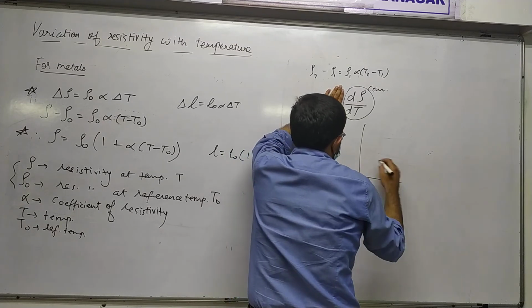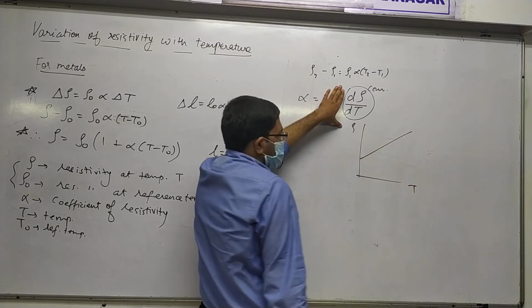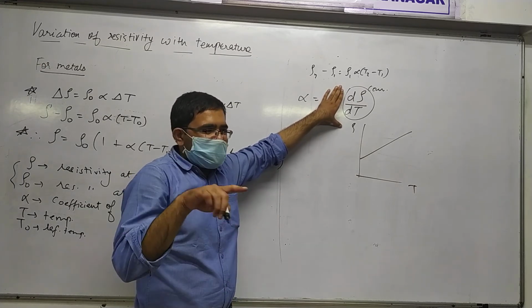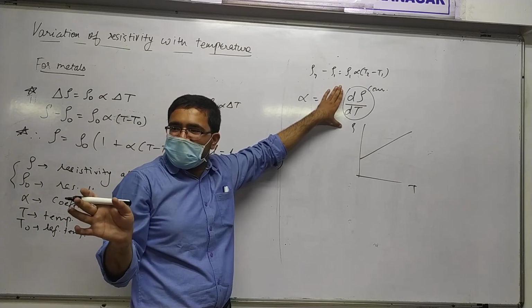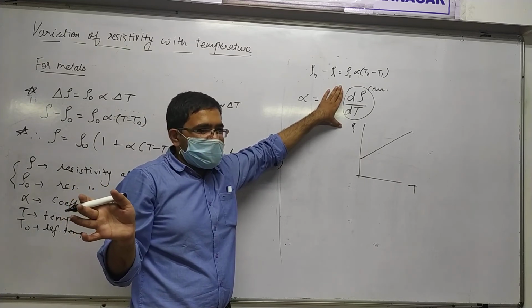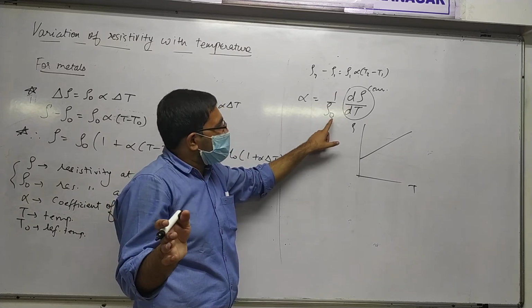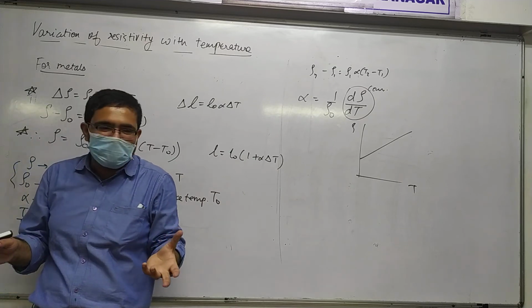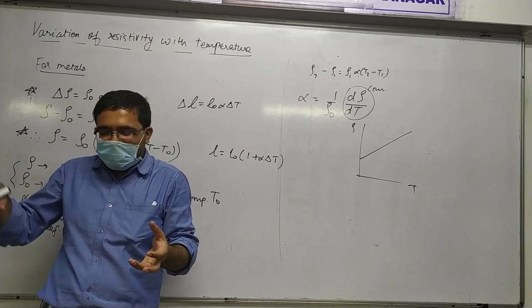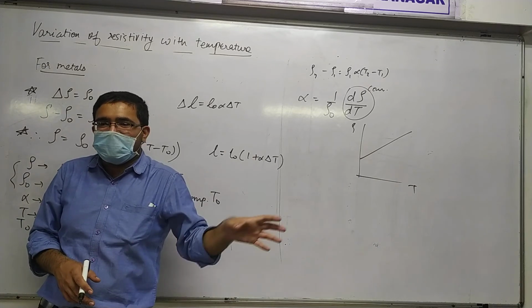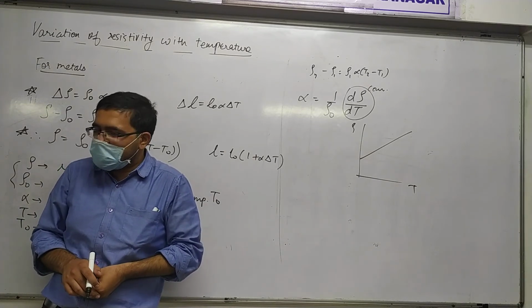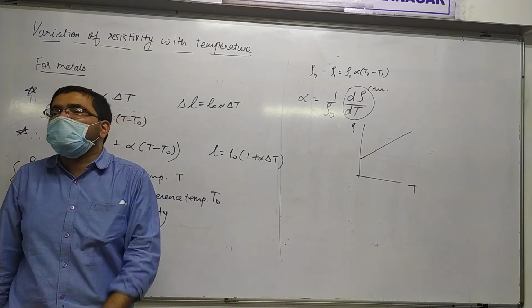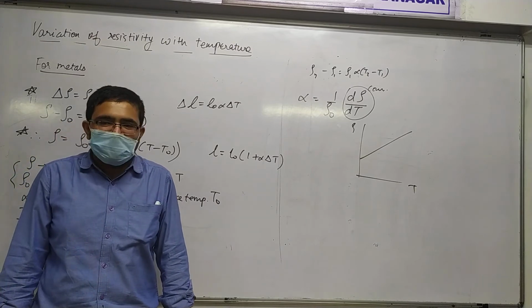So this is actually a constant. For small change in temperature, the graph of rho versus T is a straight line, remember? So what is d rho by dt? It's a straight line, so the slope is constant. Okay, fine, but alpha depends on rho 0. If two people take different reference temperatures, suppose one takes 0 degree Celsius and another takes 27 degree Celsius, then their values of alpha will be different for the same material. Understood?